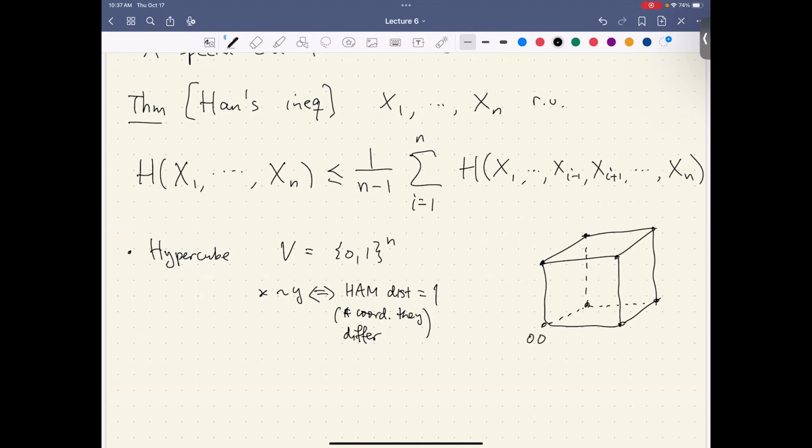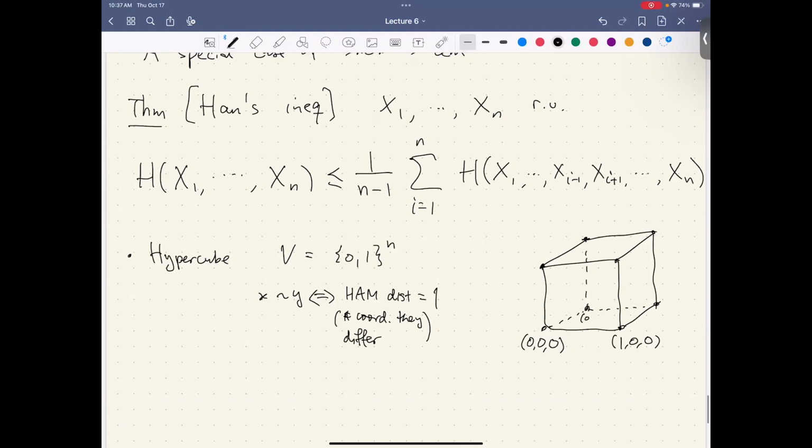Okay, so each vertex you can think of as a vector. This is 0, 0, 0. This is 1, 0, 0. This direction, let's say 0, 1, 0. This is 1, 1, 0, 1, 1, 1. What is this? 1, 0, 1, I guess. This is 0, 0, 1. This is 0, 1, 1. Okay.